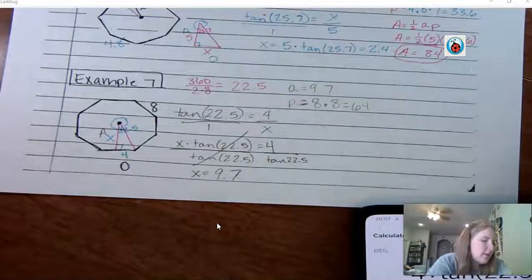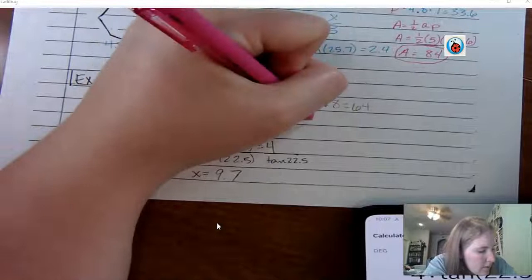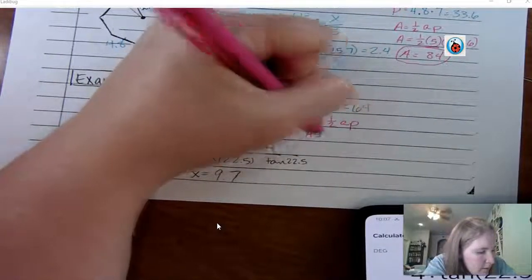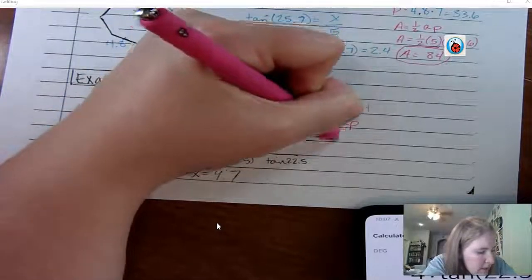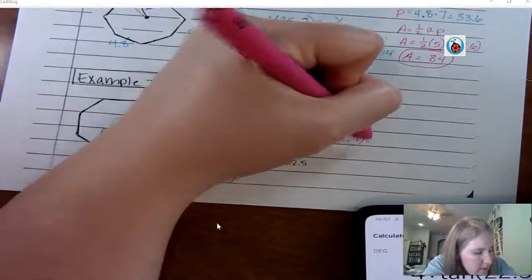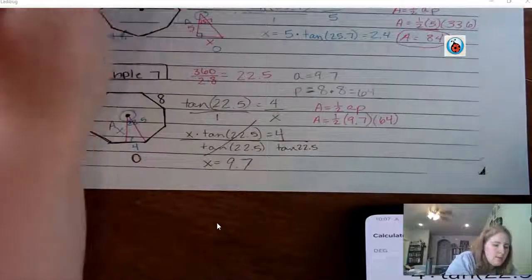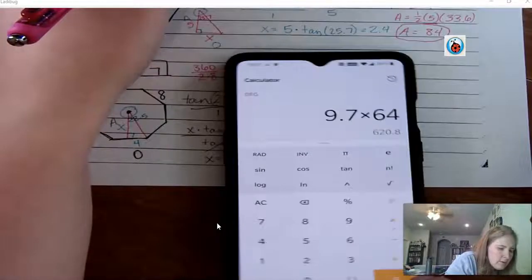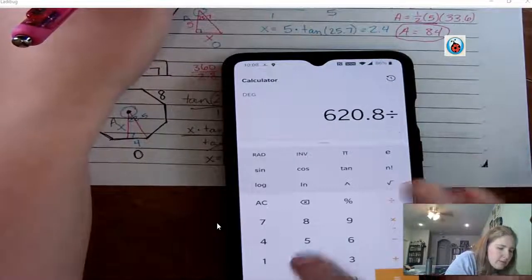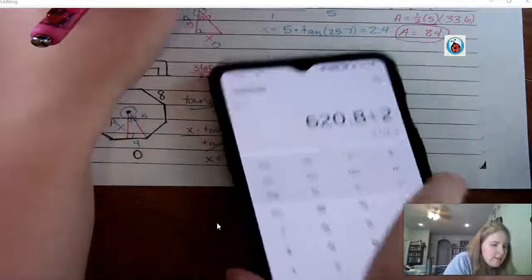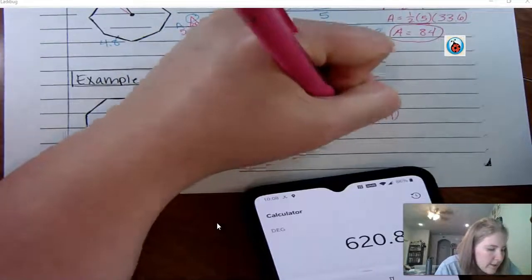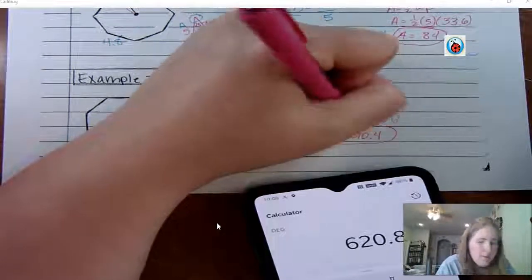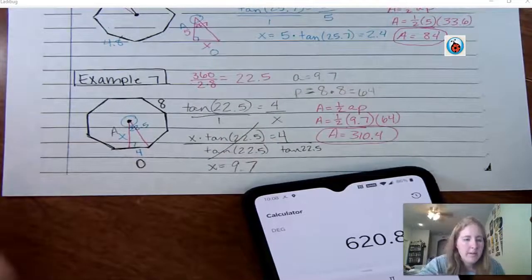And that pen is trying to give out on me. So the area equals 1/2 AP. Area will be 1/2 times 9.7 times 64. So I will take 9.7 and 64, multiply it together, divide by 2, and I will get 310.4. And that's going to be my area. All right, that's all.